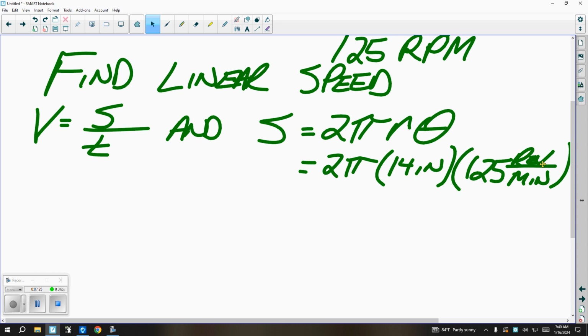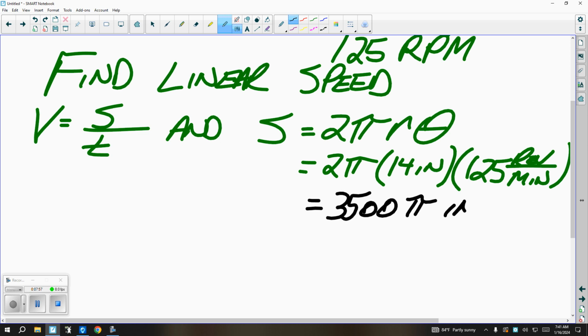Okay, if I multiply all that together, it's going to be inches, revolutions, minutes. So S is what we have to find, the arc length. I think we can just call this 3,500 pi inches.